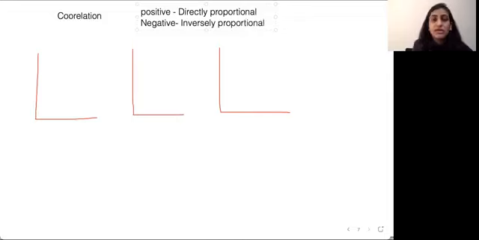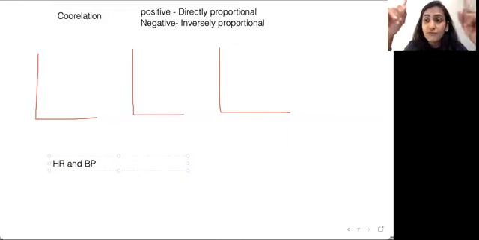A little bit of math here. What do I mean by directly proportional? Let's say I am looking at the correlation between two variables, heart rate and blood pressure. If heart rate and blood pressure have a positive correlation, what does that mean? Heart rate increases, blood pressure increases. Heart rate decreases, blood pressure decreases. That is a positive correlation. If I say heart rate and blood pressure have a negative correlation, it is going to be the opposite.